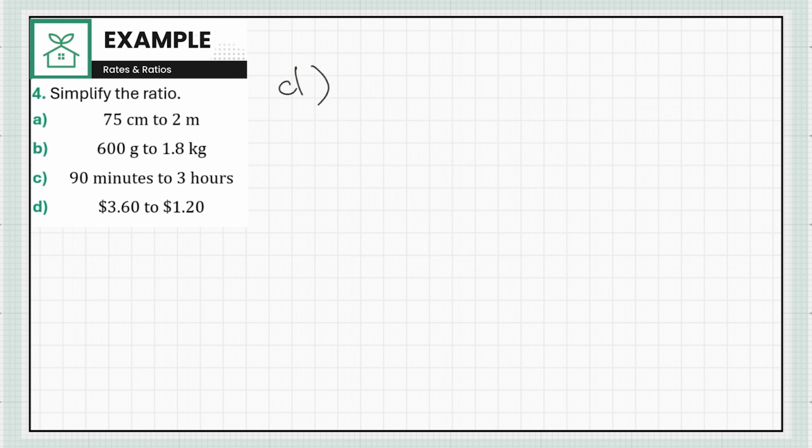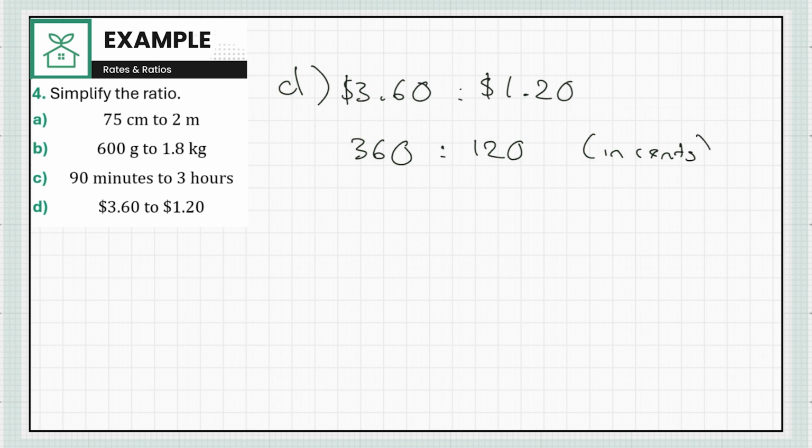Alright, lastly, for D, we have $3.60 compared to $1.20. And this is the same as 360 to 120 in cents. Right, now that we're at this point, we can look for the highest common factor. And because both have factors of 120, the highest one will be 120. So 360 to 120 will be the same as, well, 360 divided by 120 is 3, and 120 divided by 120 is 1.